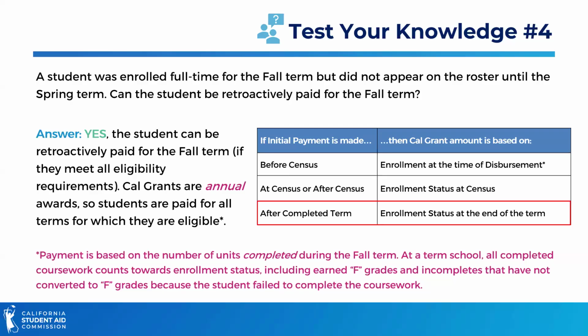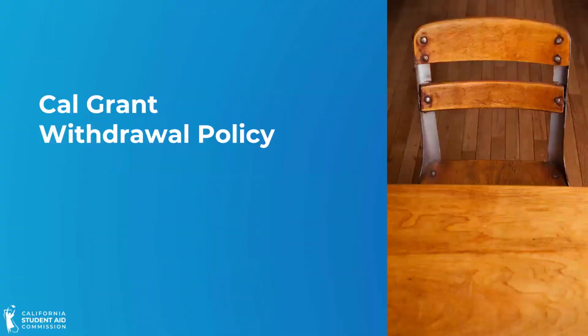But remember that when you're paying the initial payment after the end of the term, payment is going to be based on the number of units completed. So keep an eye out for those withdrawal grades, if they didn't complete the term in a certain class. But F grades are considered earned grades, which means they can be paid on an F grade. Excellent. Great job, everybody. Now let's talk about withdrawal policy.